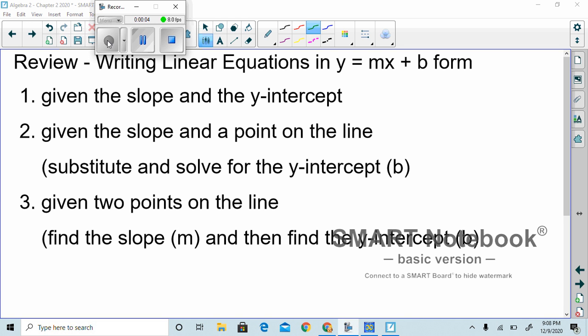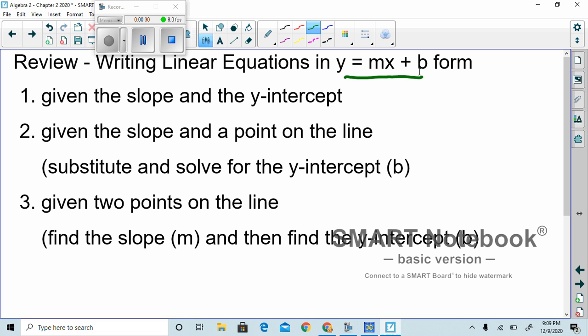It's always good to start with a little review of the previous lesson before moving on to something new, especially when topics tend to build on each other. So in our last session, we were working on writing linear equations in slope-intercept form, y is equal to mx plus b. We found out that the way to write them depends on what information is given.